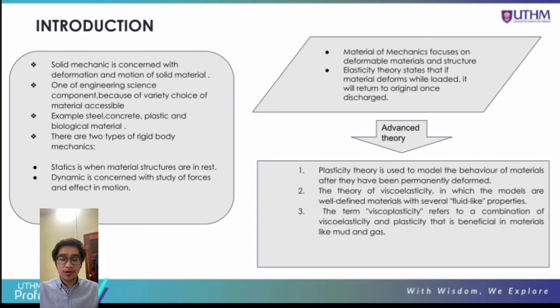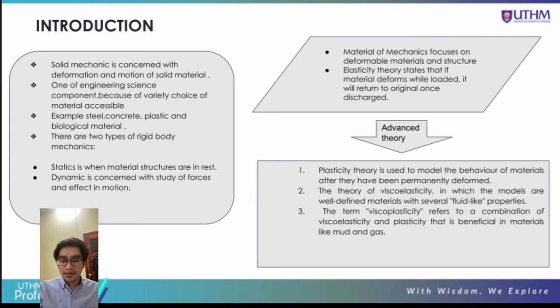Solid mechanics can be called a rigid body. So there will be two types of rigid body mechanics. The first one will be static. It's when material structures are at rest, or we can call it equilibrium. The second one will be dynamic. Dynamic is concerned with the study of force and its effect in motion. For example, we can study the swing of a pendulum.